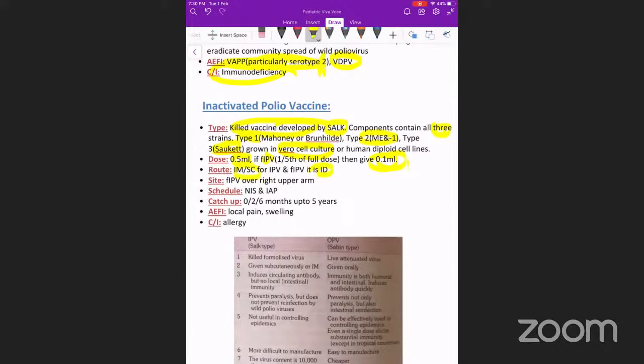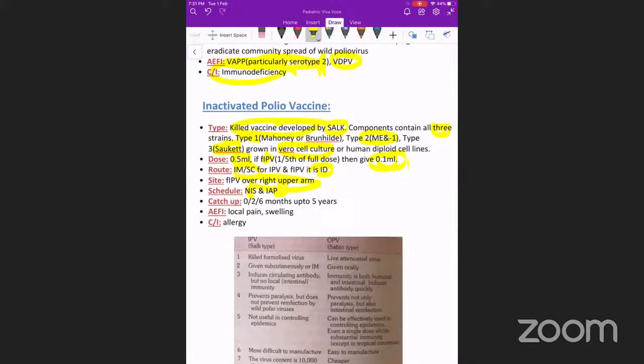Site: if fIPV, it is given over the right upper arm. Fine. Schedule: the national immunization schedule and the IAP schedule are followed. As per the national immunization schedule, we give it at 6 and 14 weeks. And as per the IAP schedule, we give it at 6, 10, and 14 weeks.